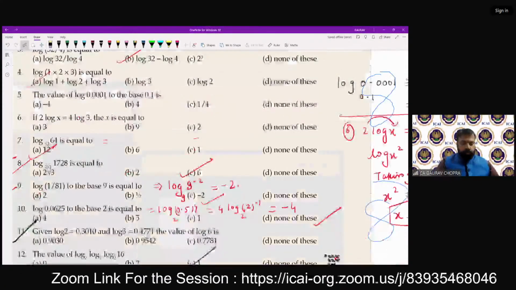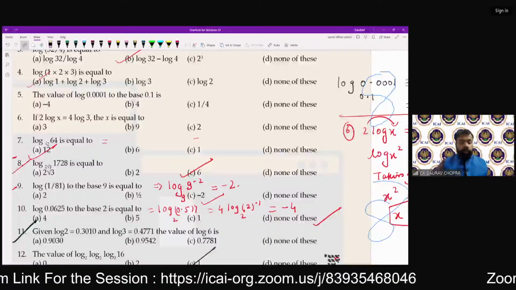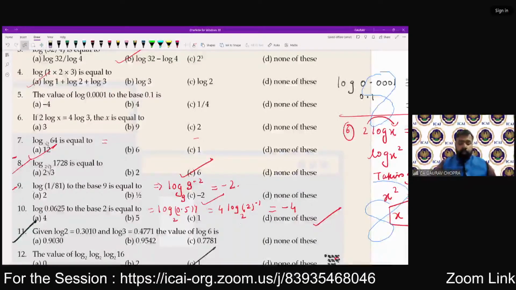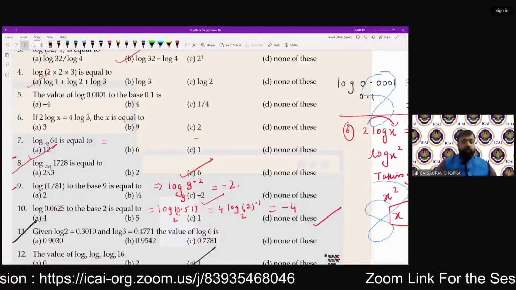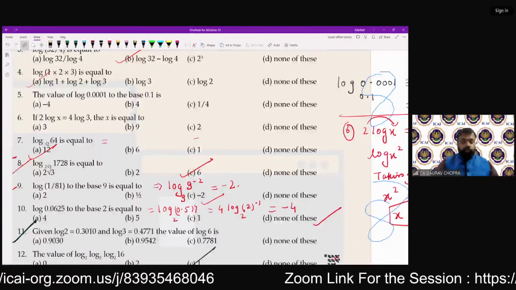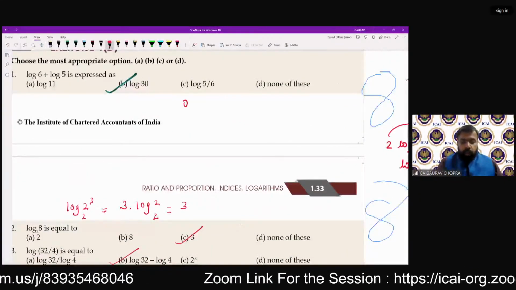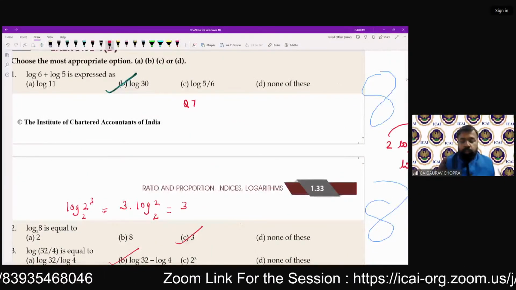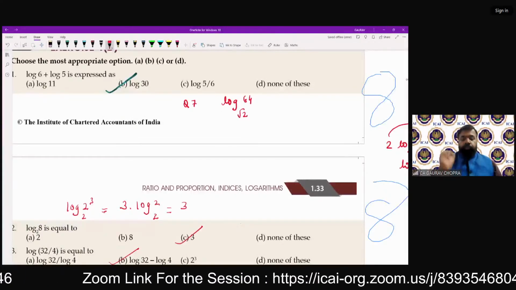Next one, question number 7. This is also a good question, and question number 8 is also similar. So let's try question number 7. Log of 64 to the base root of 2.